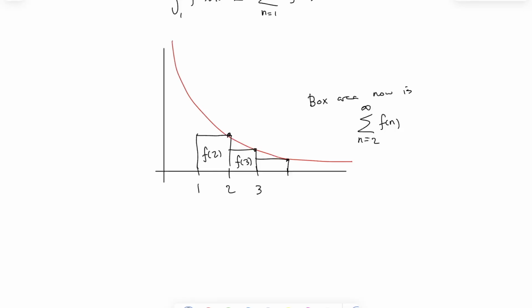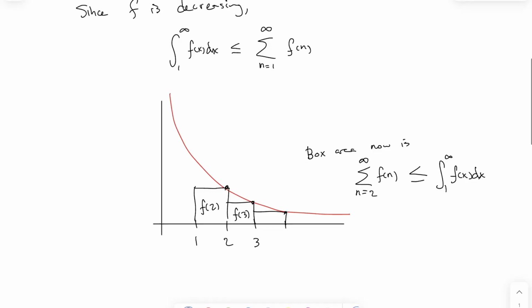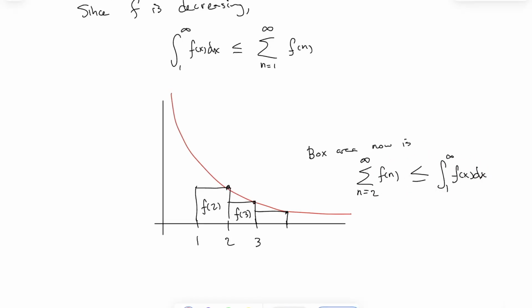And this box area is now less than the integral. So this is less than, I'm going to say less than or equal, although practically speaking, it's pretty much always less than, apart from some weird examples. All right. Those boxes are less than the integral. Okay, so in conclusion, I have this inequality here and also this one here.